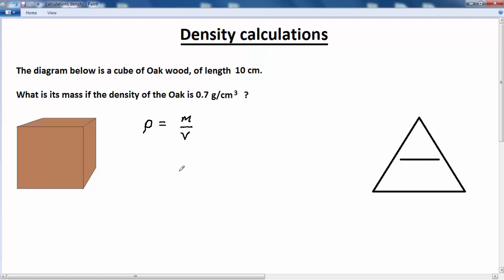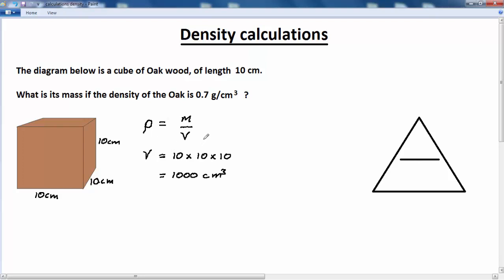So this is a two-stage problem, and this is an easy problem because it's a cube, and you know that the length and the width and the height of the cube are all the same, and they're equal to 10 centimetres by 10 by 10. So you should know then that the volume of a cube is equal to its length multiplied by its width multiplied by its height, which is equal to 10 times 10 times 10, which is equal to 1,000 cubic centimetres. Alright, so we've got our volume, we've got our density. What we've got to do is find the mass.